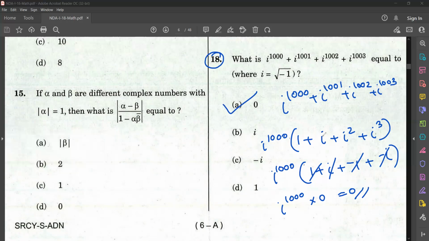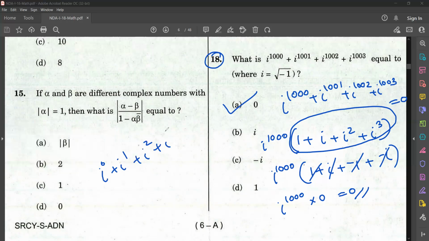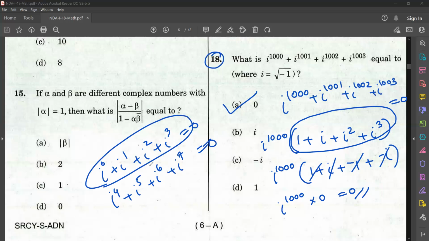Also we know that the sum of 4 consecutive powers of i will always be 0. That means i raised to 0 plus i raised to 1 plus i raised to 2 plus i raised to 3 will be 0. Next, i raised to 4 plus i raised to 5 plus i raised to 6 plus i raised to 7 will be 0. So the sum of 4 consecutive powers of i, if we add, will always be 0. That result we can directly use here.